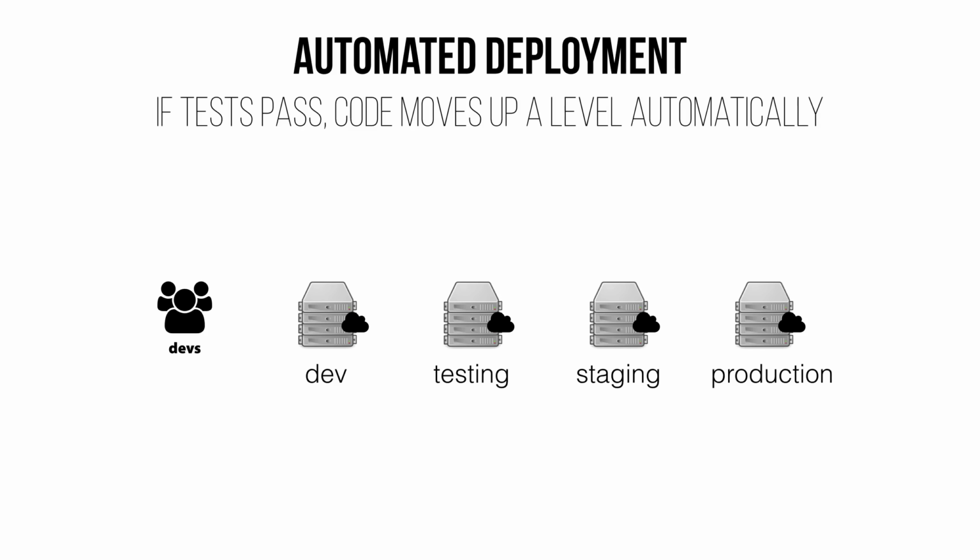Automated deployment means that if tests pass, then code moves up a level automatically. So there's developers on the left-hand side, and we have different environments. One is dev, and that's where maybe the developers are writing their code.